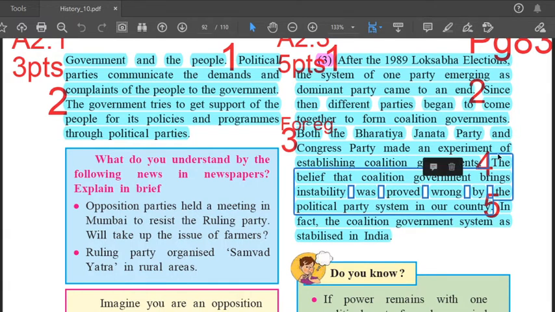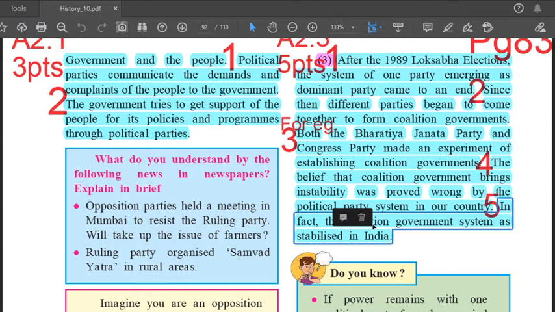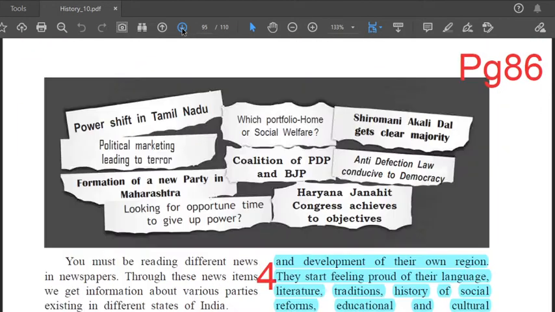Fourth, the belief that coalition government brings instability was proved wrong by the political party system in our country. And in fact, the coalition government system was stabilized in India. Till here, that's answer 5.2, which comprises of 3 main sub-points.